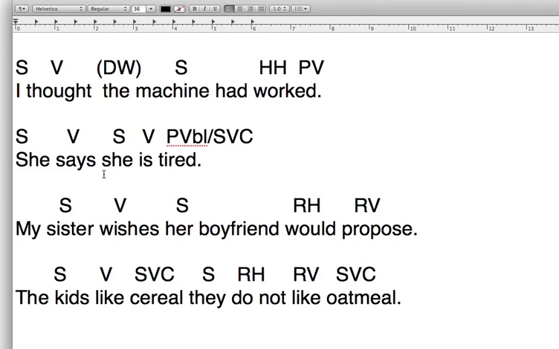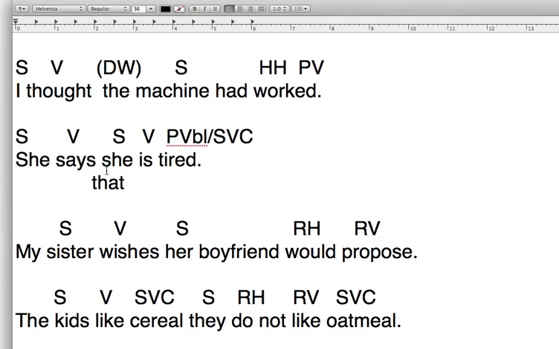Okay. "She says she is tired." Does "that" make sense after "she says"? Yes, it does. So "that" is our invisible dependent word. And therefore, this second part is a dependent clause.